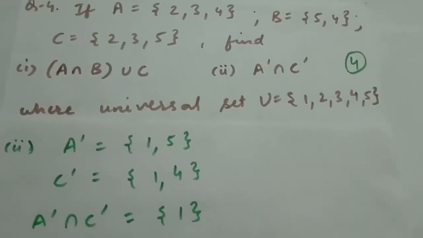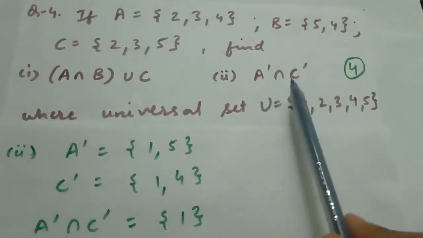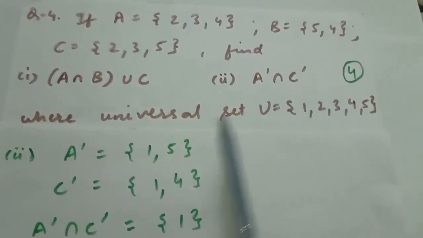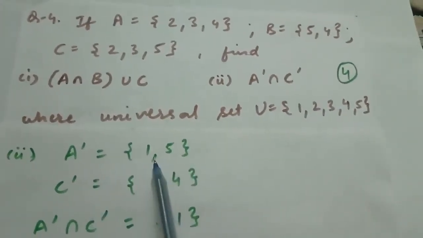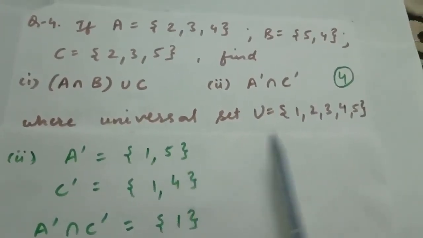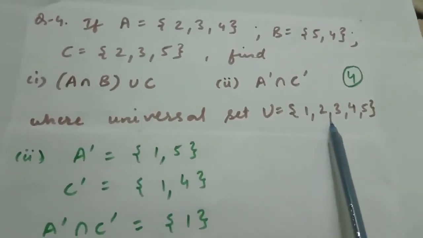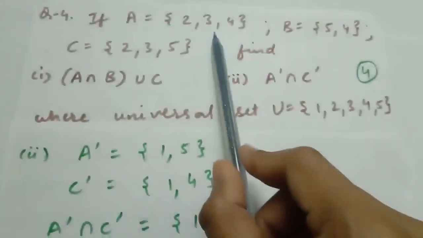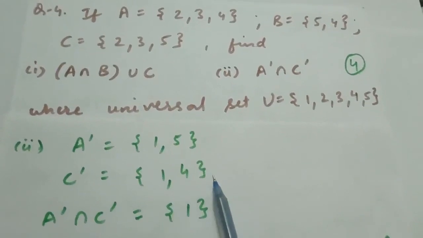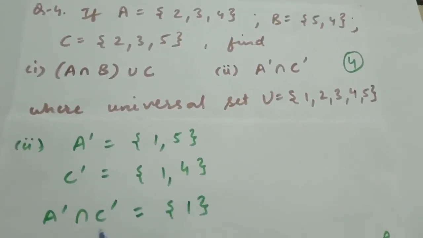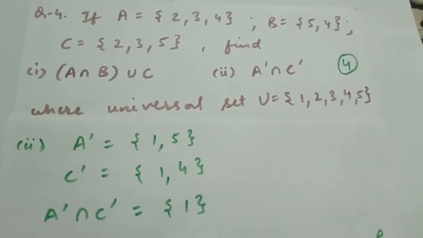Now second part in which we have to find A complement intersection C complement. So first of all find A complement. It will be 1, 5. All those elements of universal set which are not in the set A. Similarly find C complement and then take their intersection. Their intersection will be 1.